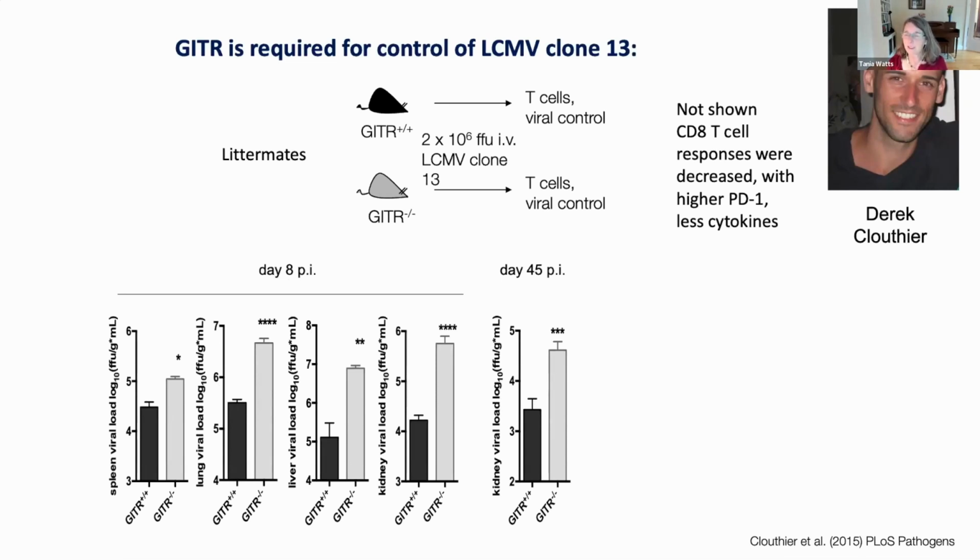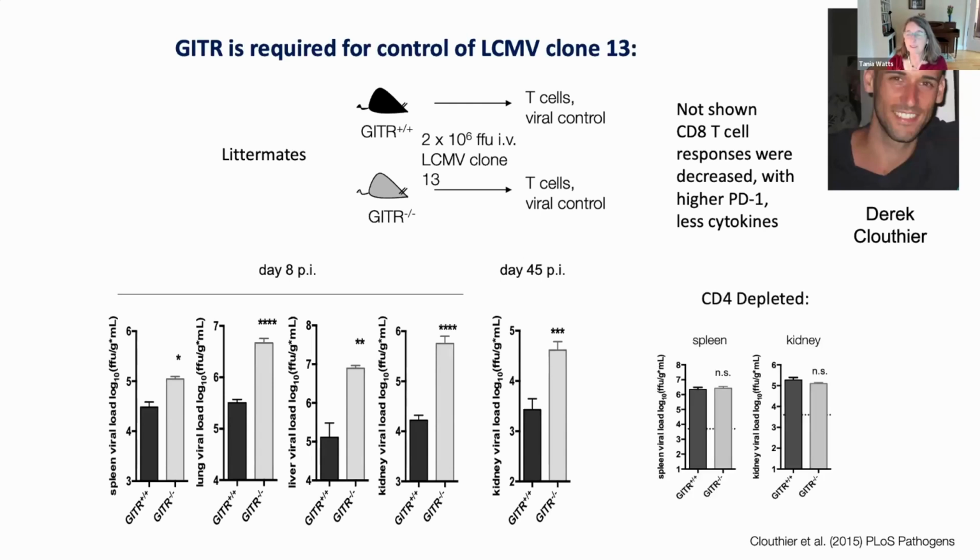But then Derek actually got a surprise. He depleted CD4 cells because years ago it had been shown that this makes the response more severe. Although the viral load went up, he completely lost the phenotype of GITR having an effect on viral clearance. He also did other experiments to deplete regulatory T cells. I won't go into details, and those still preserved the defect. So this pinpointed that in this model, GITR was important on the CD4 cells.